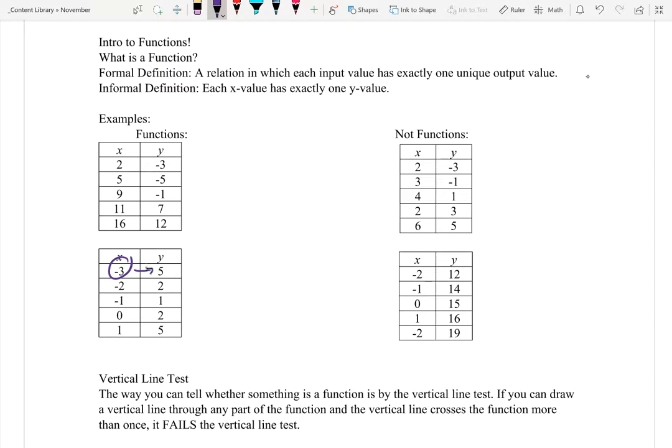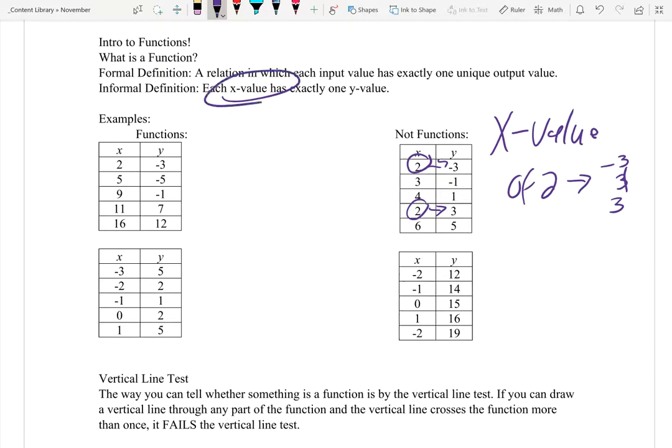You just can't have x values go to different y's. You'll see that in the not-function section to illustrate my point. The thing you really need to focus on is the x value of 2. This x value of 2 goes to -3, and this x value of 2 goes to +3. So the x value of 2 has a y value of -3 and +3. But remember, each x value has exactly one y value, and not this one, because the x value of 2 has two y values, -3 and +3. So that's considered not a function.